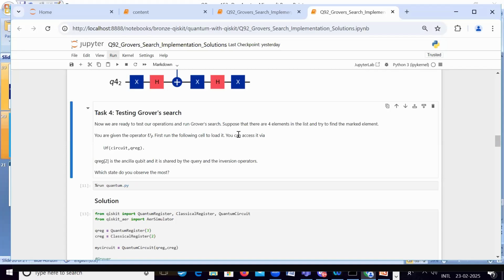Suppose we consider there are 4 elements in the list and try to find the marked elements. So far we understood the different steps. Next, to find and apply them. You are given an operator UF that has been discussed. First run the following cells to load and then access via this register. This is the implementation in the code. UF function is defined in the included file, this one. And register qubit 2 is the ancilla qubit being shared by the query and inversion operators.